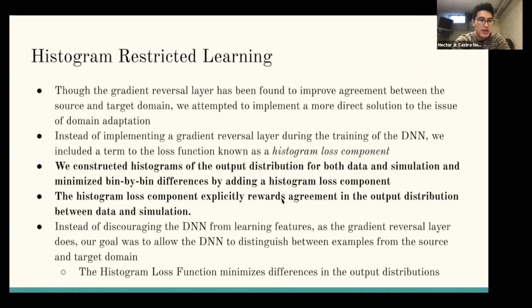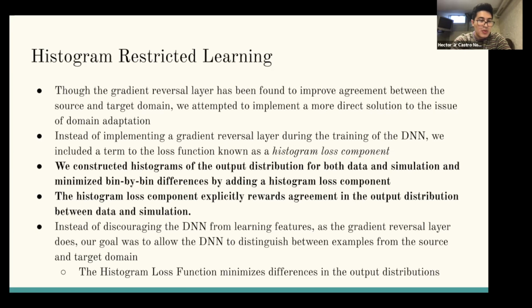Though the gradient reversal layer has been found to improve agreement, we have attempted to implement a more direct solution to the issue of domain adaptation. Instead of implementing a gradient reversal layer during the training of the DNN, we include a term in the loss function known as a histogram loss component. We constructed a histogram of the output distribution for both data and simulation and minimized the bin-by-bin differences by adding a histogram loss component. A histogram loss component explicitly rewards agreement between the distributions of data and simulation.